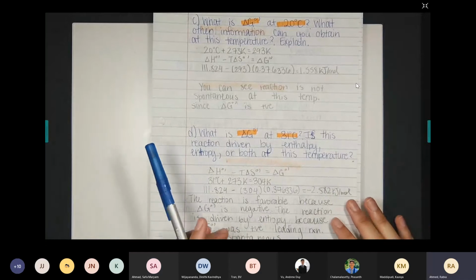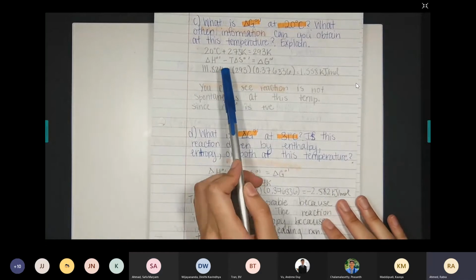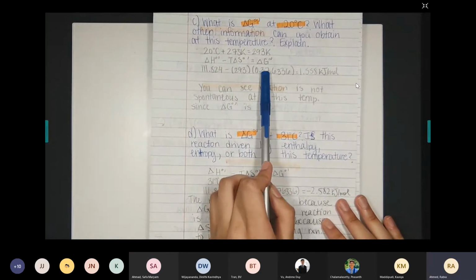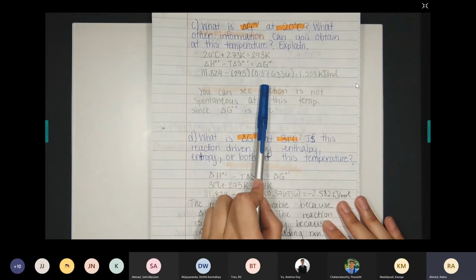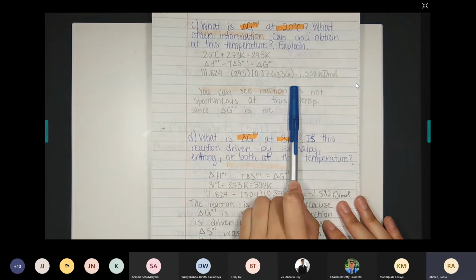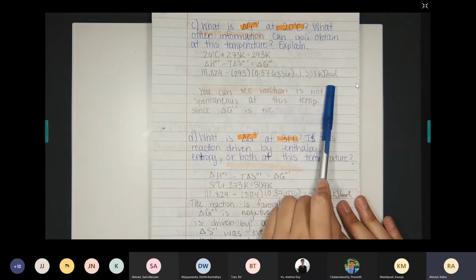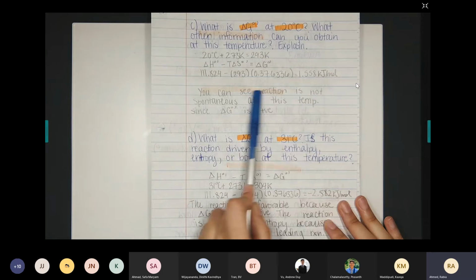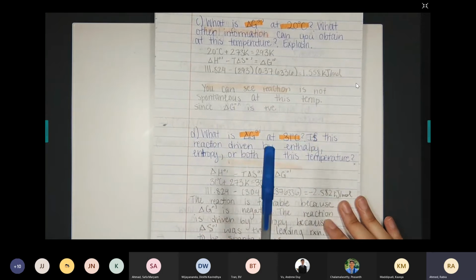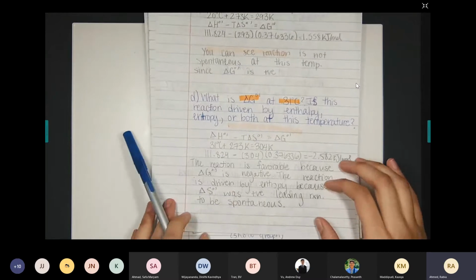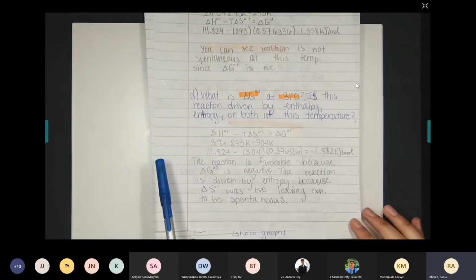Okay, so what we're going to do is change of H minus T times change of S equals change of G. So that's 111.824 minus 293 times 0.376336, which equals 1.558 kilojoules per mole. So as I said before, if it's positive, it's going to be non-spontaneous. This one is kind of the same.